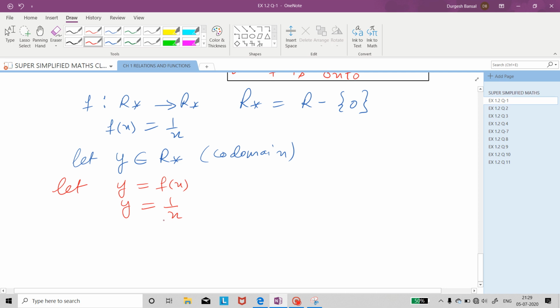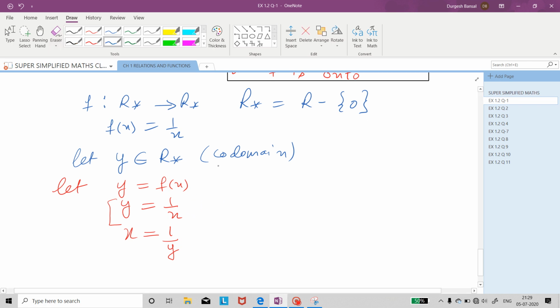We now at this stage revert the function. Reverting the function means that we find the value of x in terms of y. This expression gives you the value of y in terms of x, but in this expression we have got the value of x in terms of y. So this is called reverting the function. Now after you revert the function, you have to check.